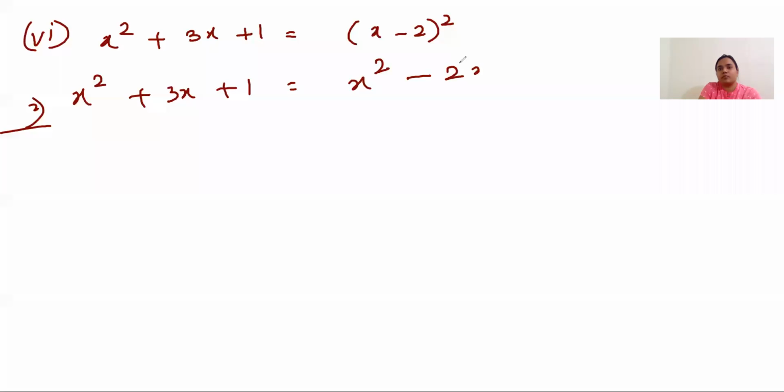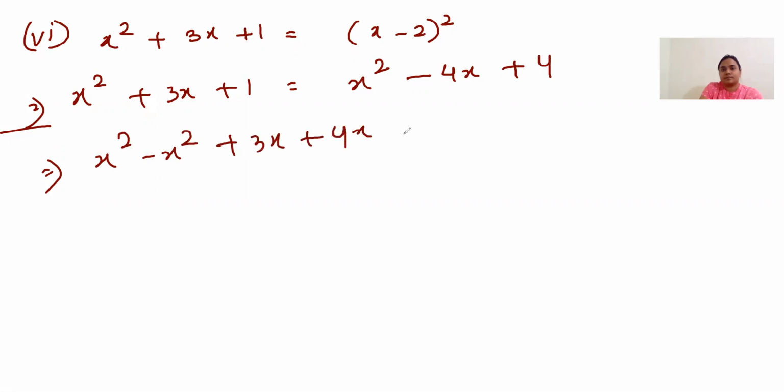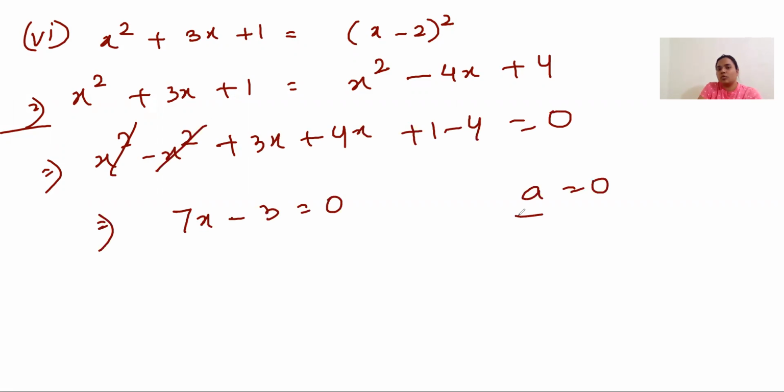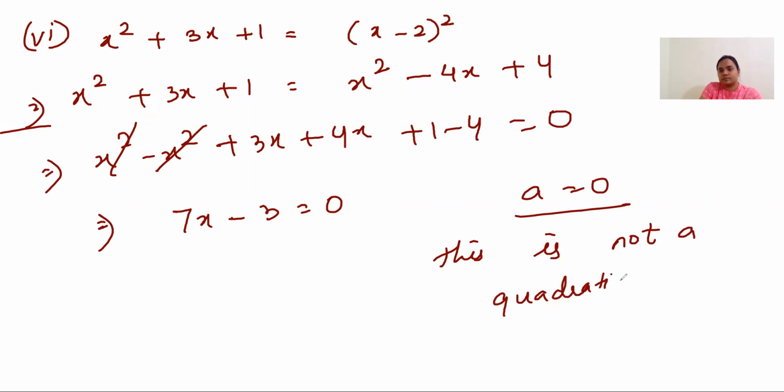Minus 2ab, that will be 4x. X square will get cancelled. Now in this one we don't have any x square, means a is 0. So this is not a quadratic equation. Now let's move to the seventh question.